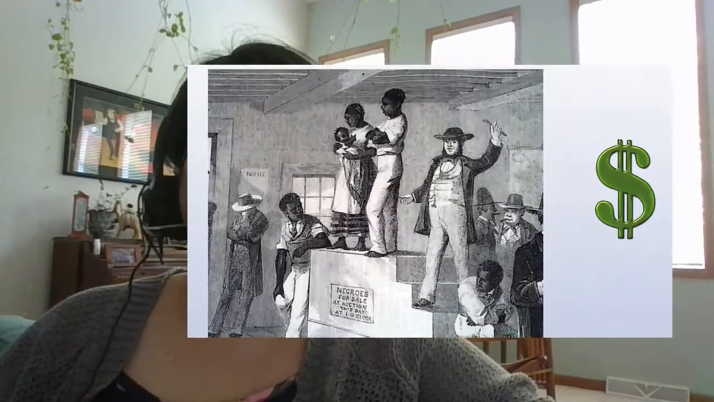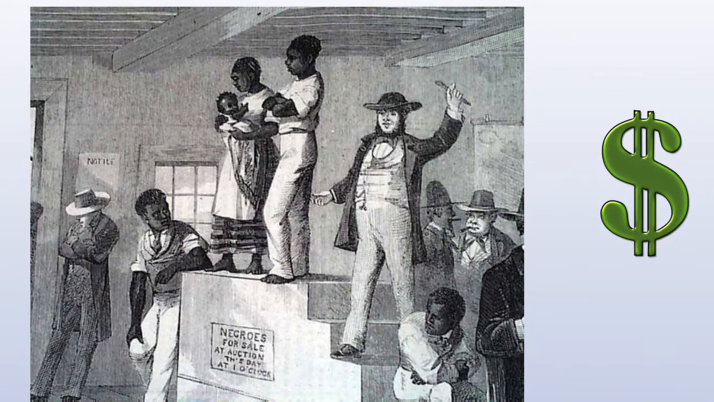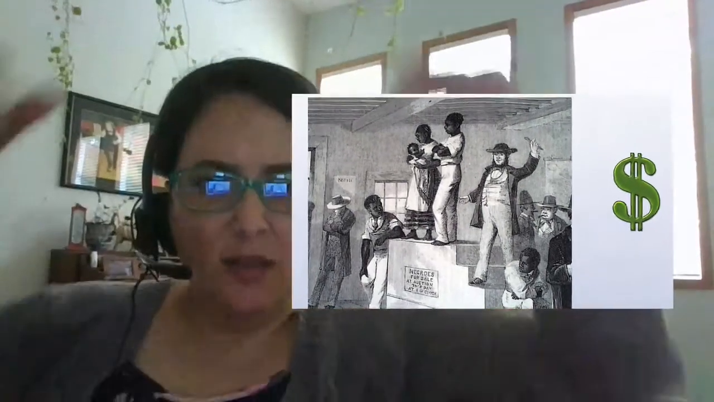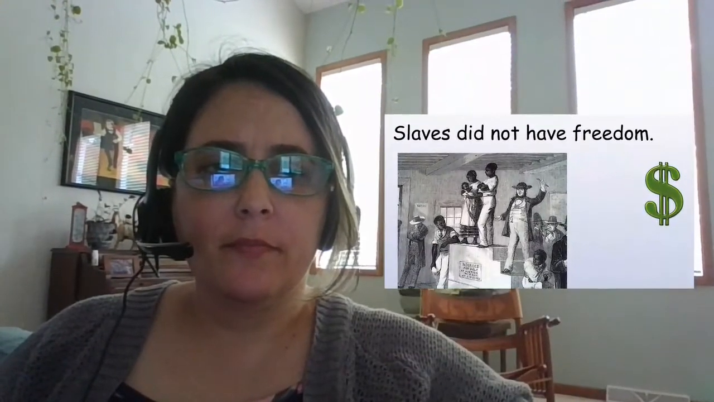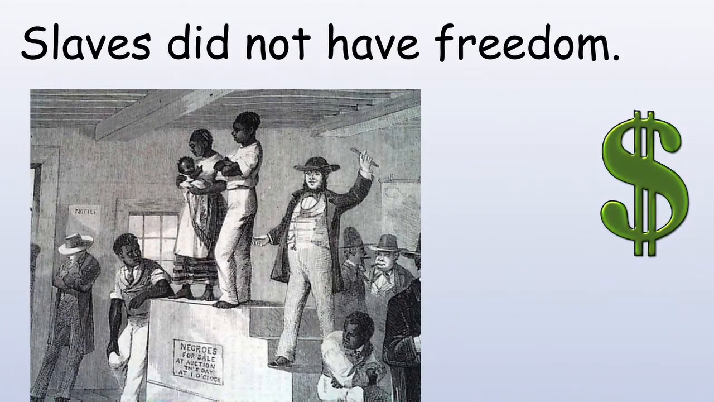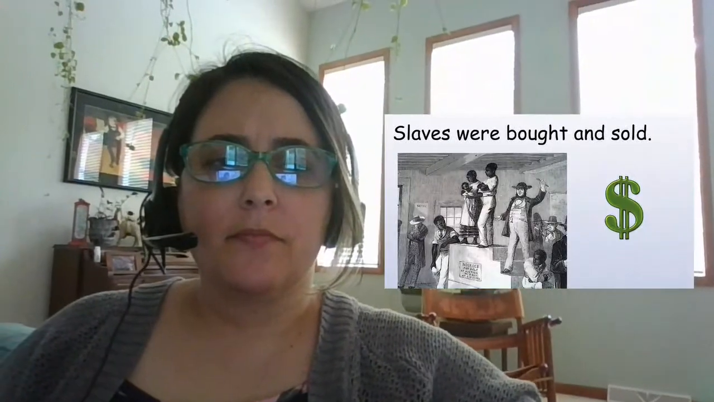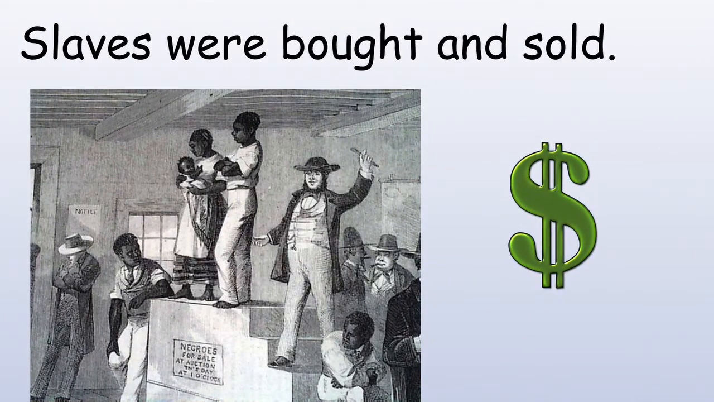Let's look at this picture. In this picture, we see people. There are men wearing hats. The men wearing hats are buying and selling people. The people here are slaves. Slaves did not have freedom. Slaves were bought and sold.